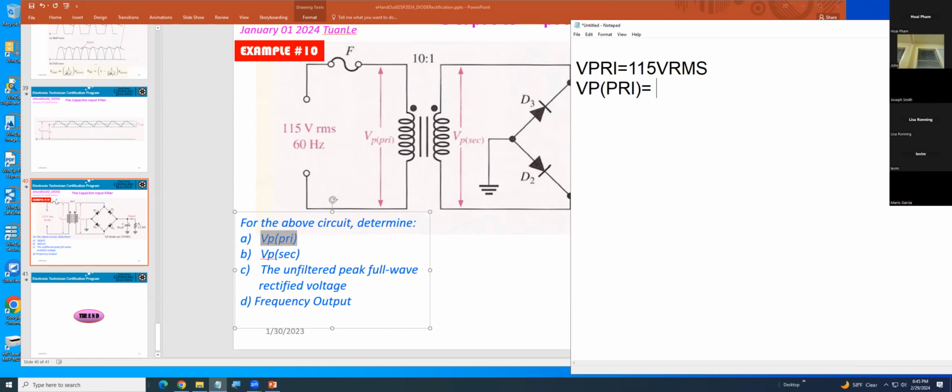You get the V RMS. Now you want V peak. So they will be equal to 115 divided by... right? Oh boy. They want V peak. 162.6.